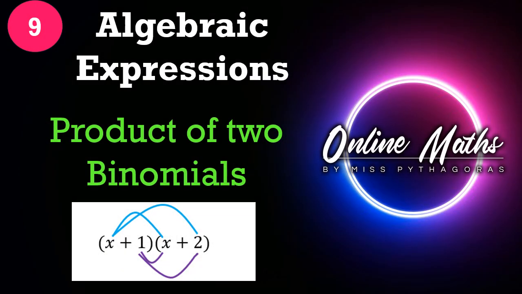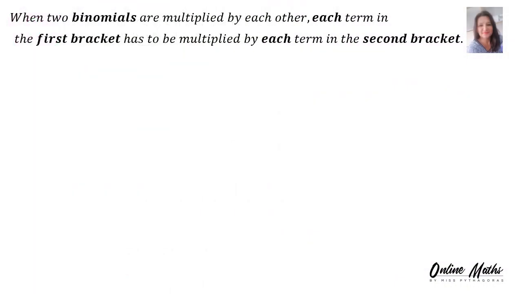Hello everybody, in this lesson I will show you how to find the product of two binomials. In other words, I will explain FOIL to you. When two binomials are multiplied by each other, each term in the first bracket has to be multiplied by each term in the second bracket.